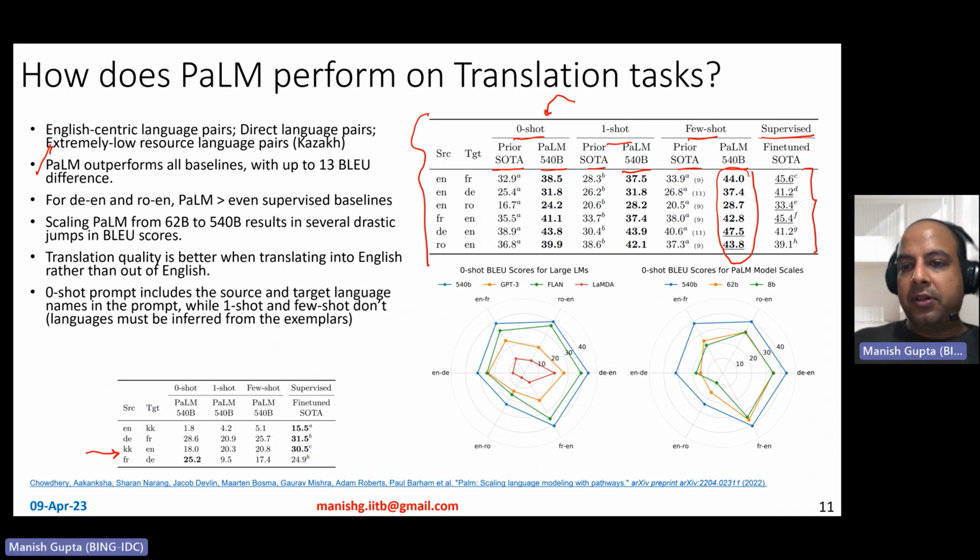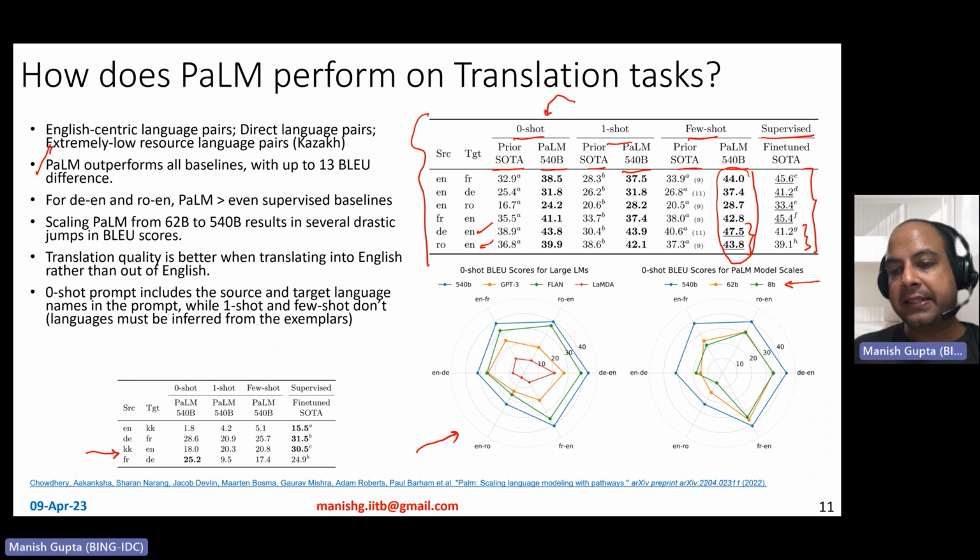So what you also observe is that for German-English and Romanian-English, PaLM actually performs better even compared to the best supervised state-of-the-art models. What you see at the bottom are scaling curves. The one on the right shows the scaling curves: 8 billion, 62 billion, 540 billion. And the axes are the 6 different tasks.